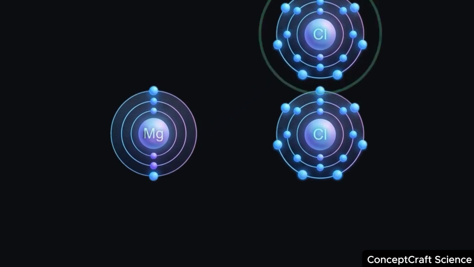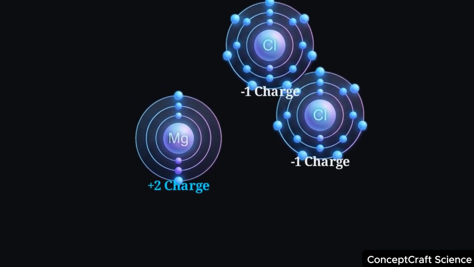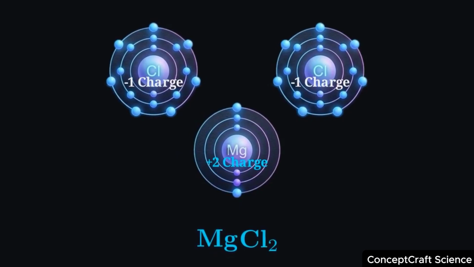How does it complete the transfer? It recruits another atom. A second chlorine atom steps in to accept the final electron. Now we have 1 magnesium ion with a +2 charge and 2 chloride ions, each with a -1 charge. This required ratio is exactly what a chemical formula represents. MgCl2 tells us that to balance the electron transfer perfectly, you need 1 magnesium atom for every 2 chlorine atoms.